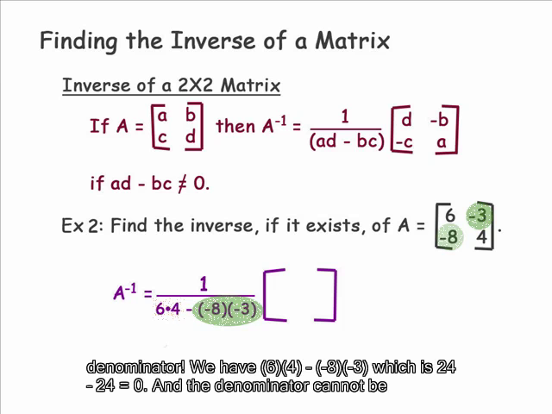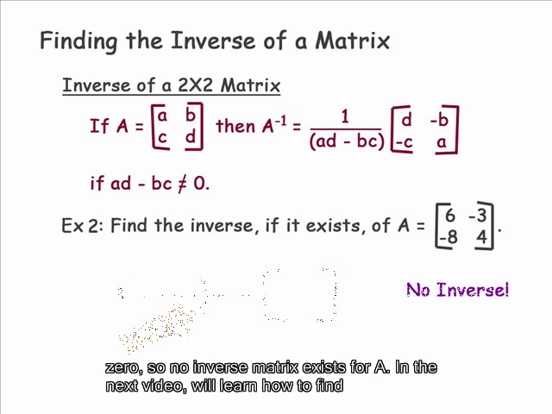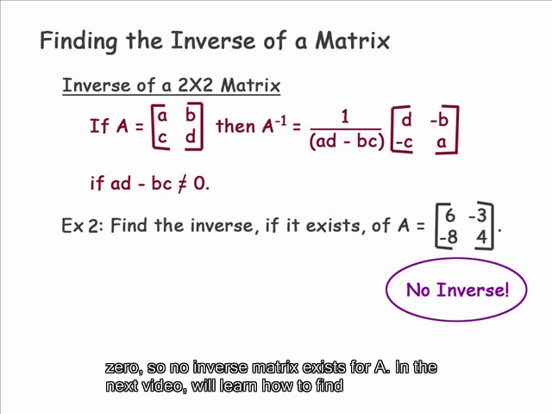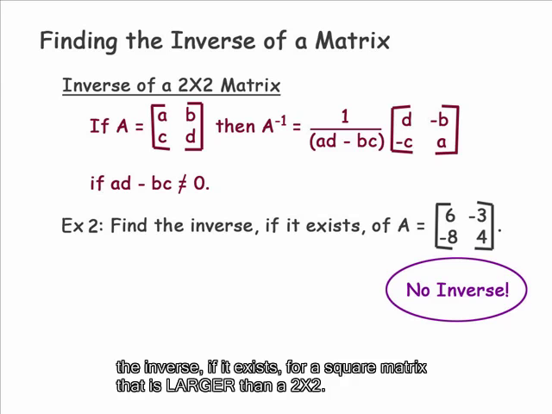We have 6 times 4 subtract negative 8 times negative 3, which is 24 subtract 24, which is 0, and the denominator cannot be 0, so no inverse matrix exists for A. In the next video, we'll learn how to find the inverse, if it exists, for a square matrix that is larger than a 2 by 2.